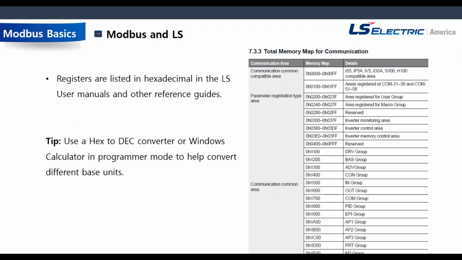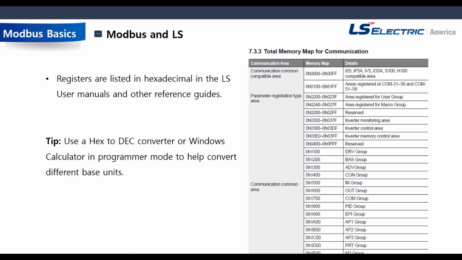Some other things to note, in particular with Modbus and how we do it here at LS Electric, and I mentioned this a minute ago: registers are listed in hexadecimal. You can look at the table on the right here and start seeing F's and D's and E's. Obviously, that's not decimal numerals; it's hexadecimal. The user manuals and all of our reference guides list everything in hexadecimal. You could use a Windows calculator, or just Google a conversion, just like you would convert metric to imperial units. You can convert decimal to hex and vice versa if you need to.